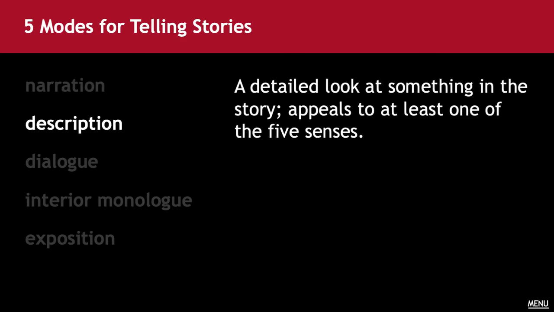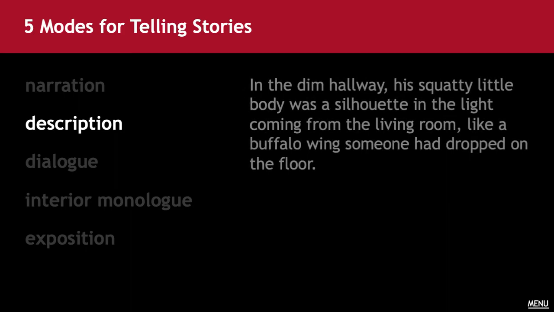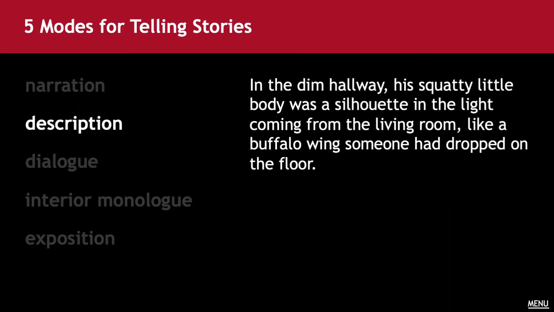And then next we have description. So the description is a detailed look at something in the story. And so this would appeal to at least one of the 5 senses. So for example, in the dim hallway, his squatty little body was a silhouette in the light coming from the living room, like a buffalo wing someone had dropped on the floor. So this would be a description of the frog and how it looks.